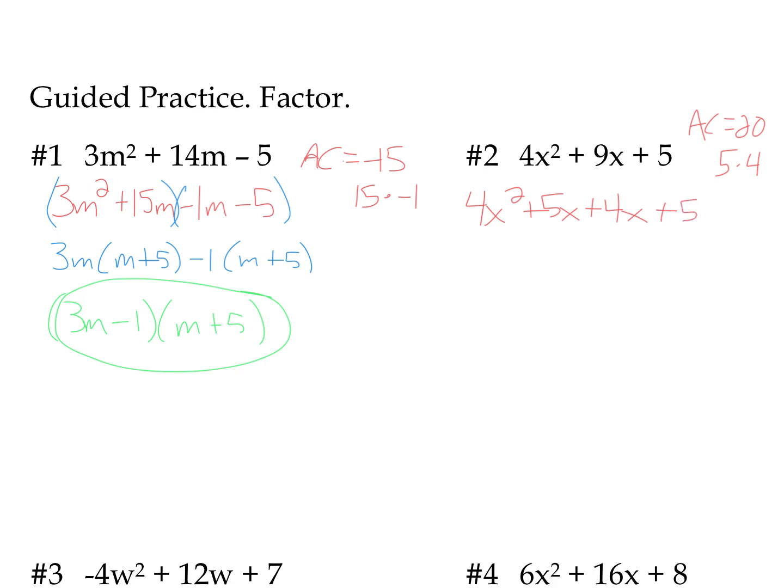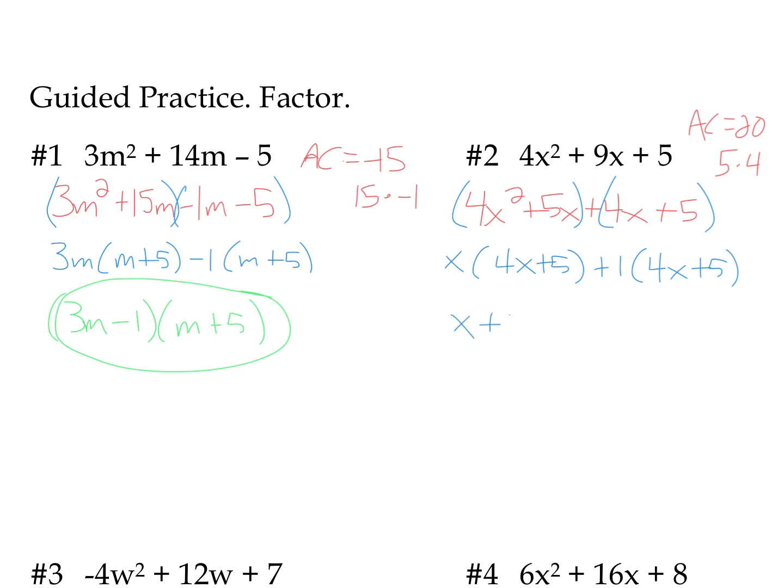Again, it doesn't matter which order we put the 5x and the 4x. Now we're going to group these together. We have 4x squared plus 5x. The only common factor there is an x. We'll have 4x plus 5. And in the 4x plus 5, our common factor is a 1. Then we still have to factor that out, 4x plus 5. And we can see the parentheses are the same.